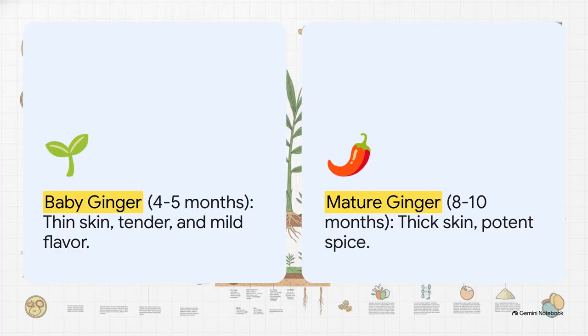But time dramatically alters the cellular structure of this cloned rhizome. Age dictates both its anatomy and how we use it in the kitchen. At about 4 to 5 months, you get what's called baby ginger. It has super thin skin, it's highly tender, and it features a mild, almost floral flavor profile without any of that intense heat. But leave that exact same plant in the ground for 8 to 10 months to hit full maturity, and the biology totally shifts. It develops a thick, tough skin for protection, which is why you have to peel it, and its chemical profile concentrates into a highly potent, super sharp spice.